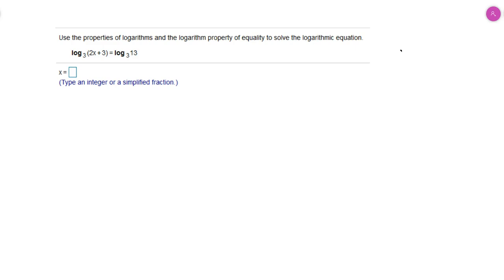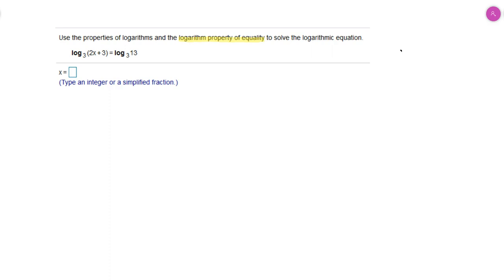Hi, this is Professor Sartor, and I'm going to be working a few more problems related to exponential and logarithmic functions. This question says, use the properties of logarithms and the logarithm property of equality to solve the logarithmic equation. Let's focus on this logarithmic property of equality.